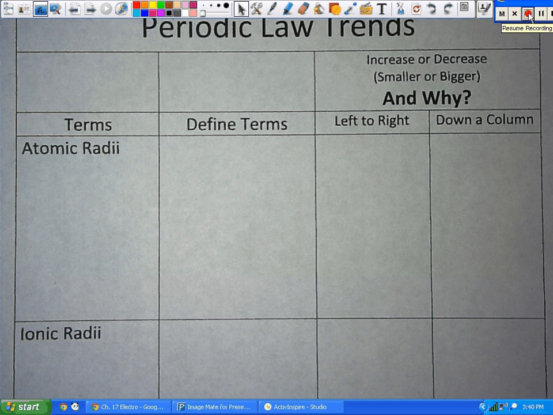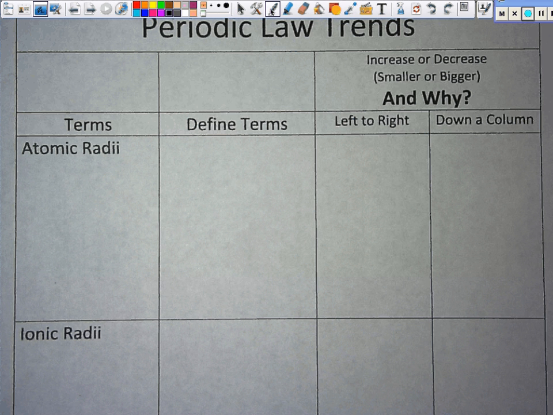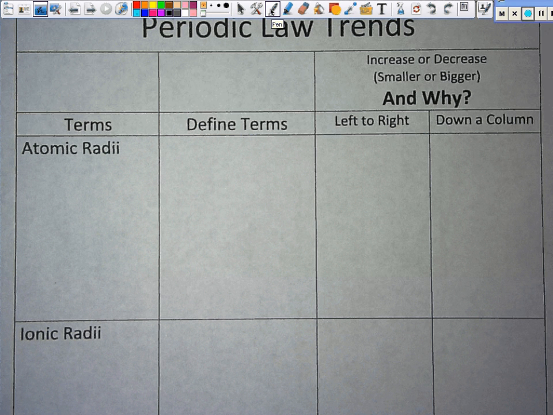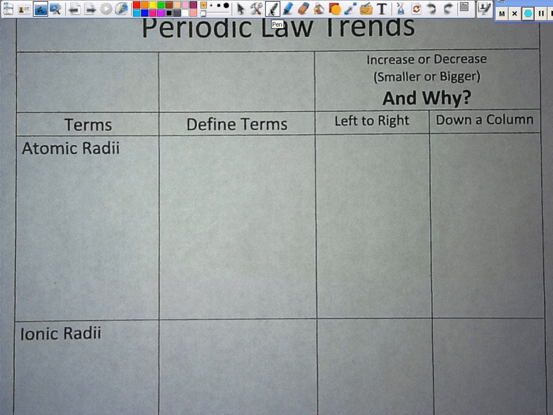So let's look at the first one. The first we're going to talk about is atomic radii. What we're going to do is define the term in the define the term box. Then we're going to talk about increase, decrease, smaller, bigger, and why, left to right, and up and down. So the first thing we're going to do is define this term.